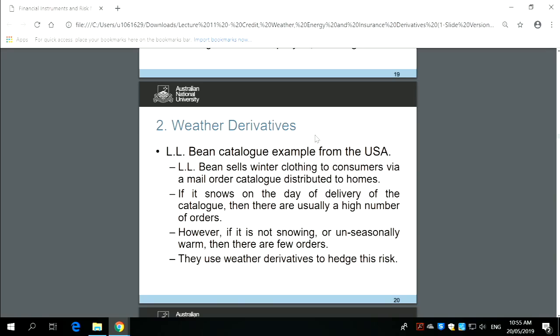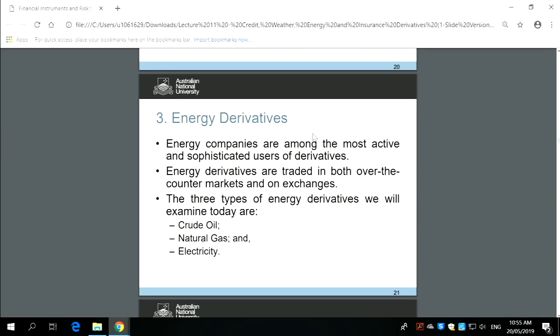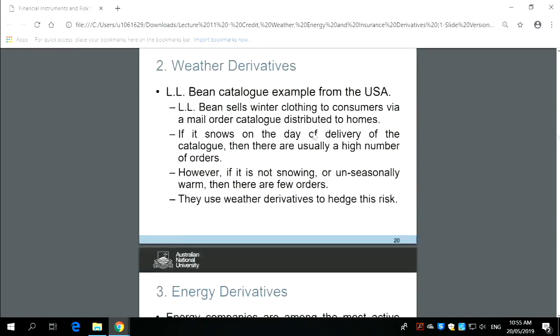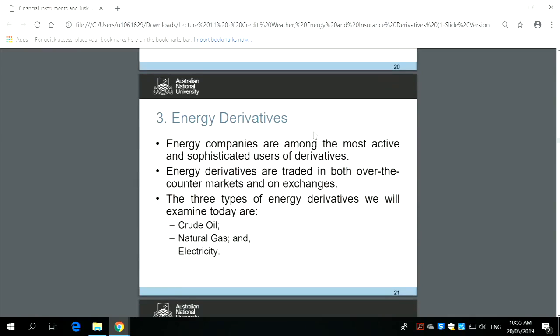Any other question about the weather derivative before we move on? All right, so the more direct derivative is obviously the energy derivatives.